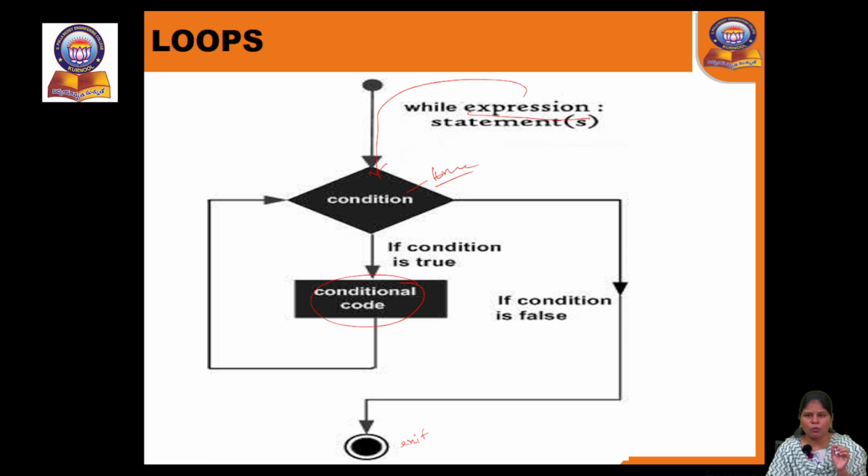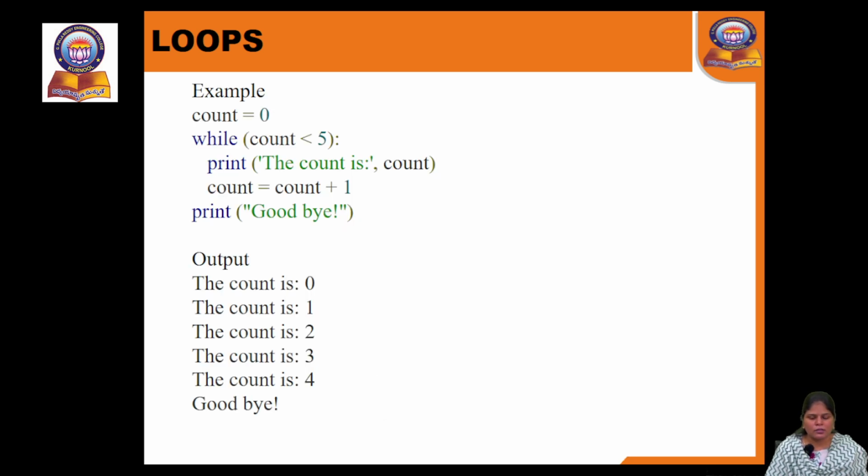So whenever you are mentioning the statements below the while, that means if the condition is false and you want to execute some set of statements, those statements you have to write where the while has started, in the same indentation line. Right? So this is a simple example which will mainly display the count value.